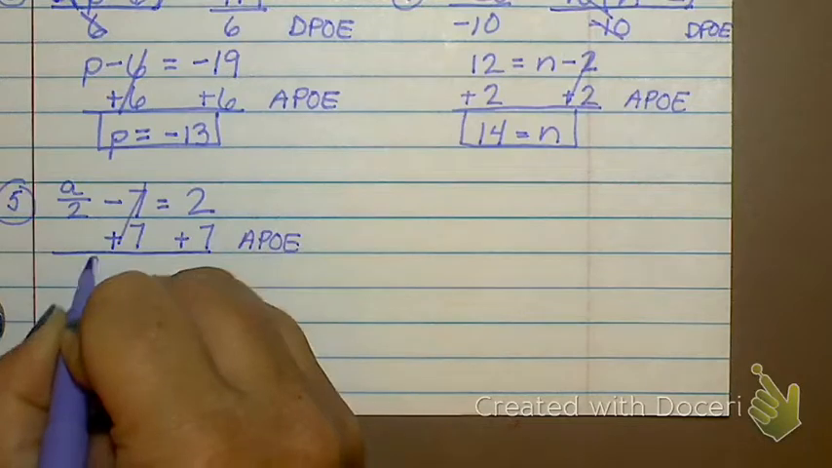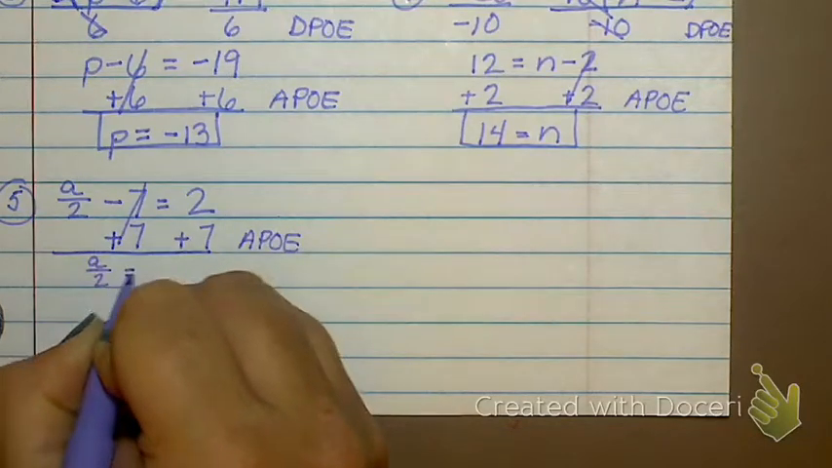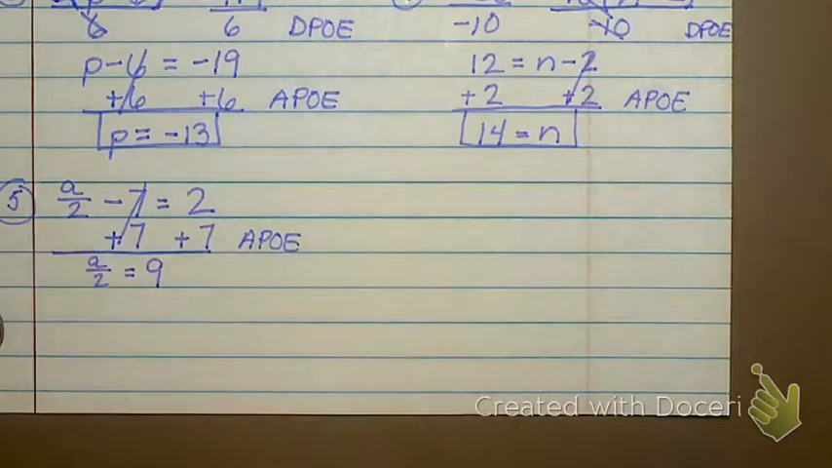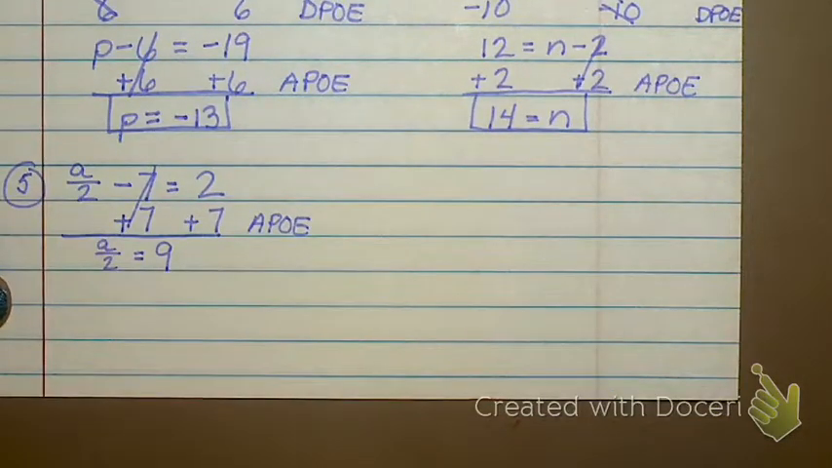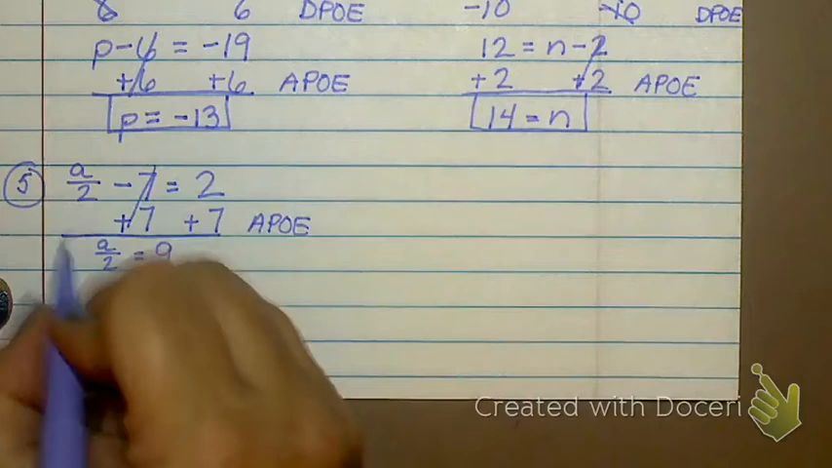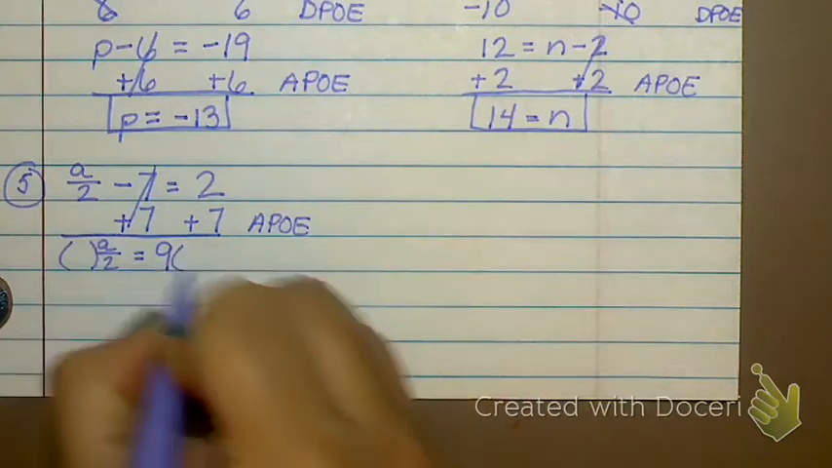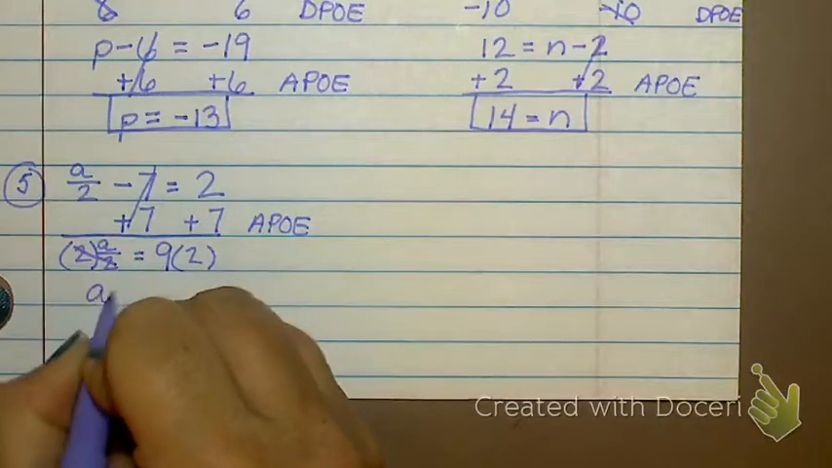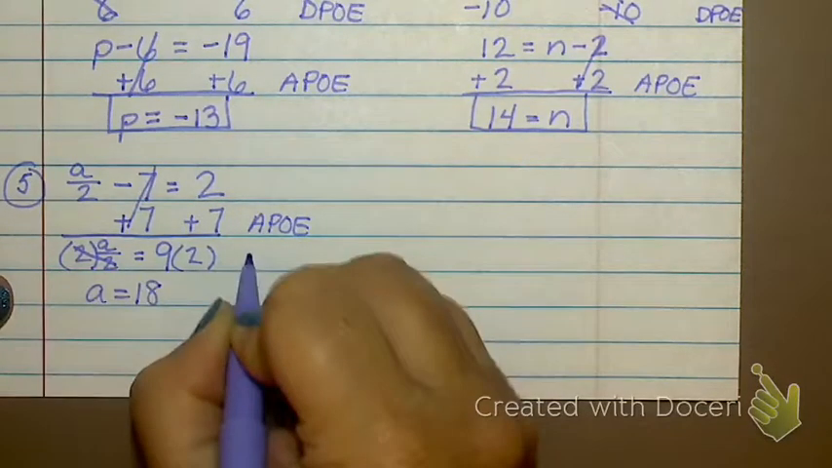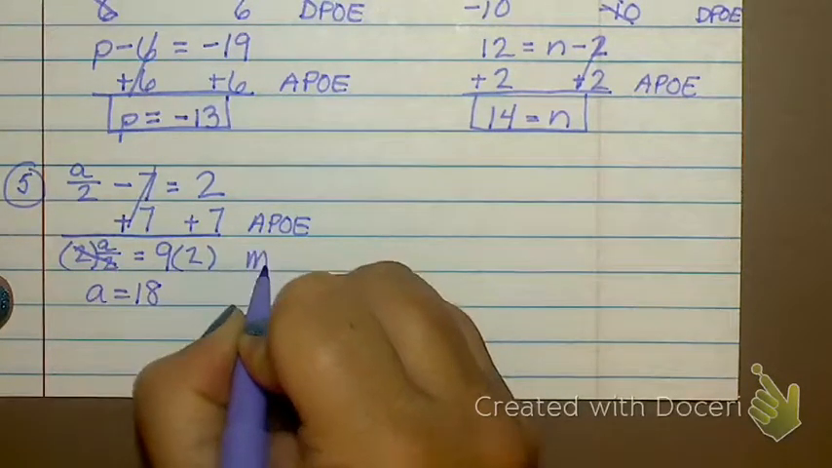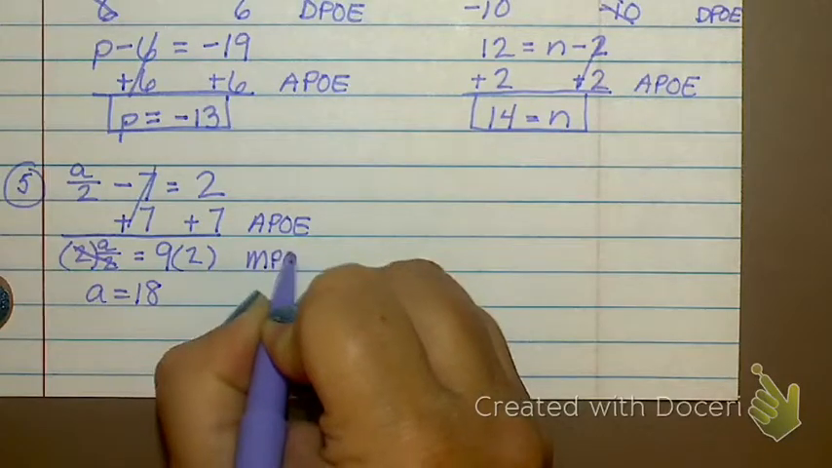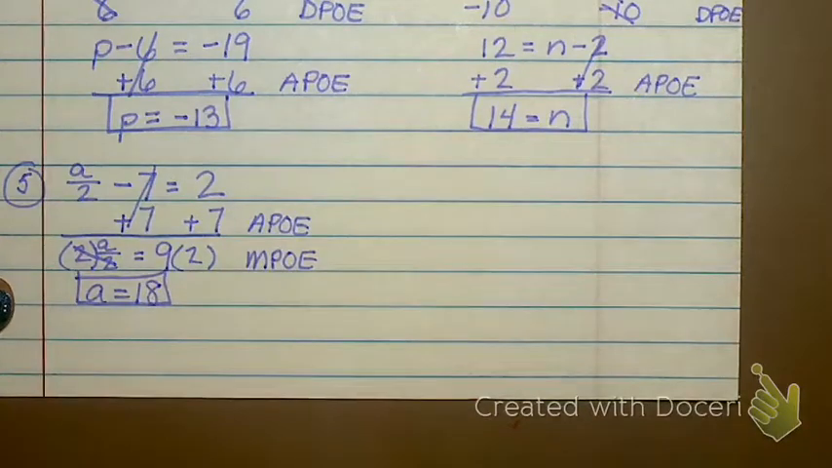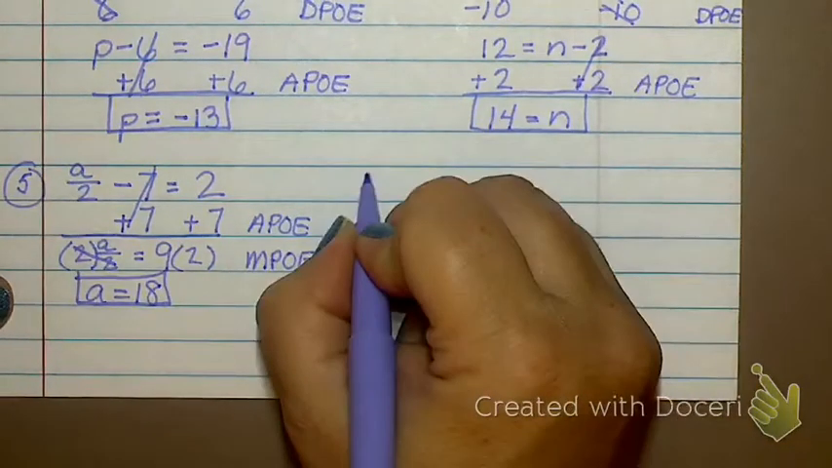Okay, so I have A over 2 equals what? 2 plus 7 is 9. What am I going to do next? How do I get rid of a denominator? Multiply both sides by what? 2. So A equals 18, and what was the property I just used? Multiplication property of equality. So? All right, you try this one.